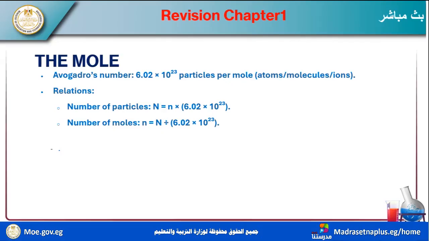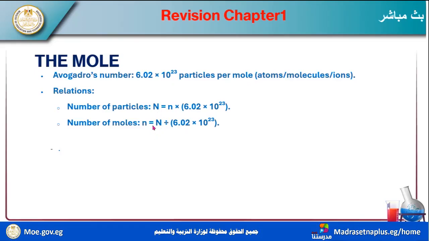This applies to ions, molecules and atoms. They have a fixed number. The relationship: the number of particles N equals n, the number of moles, times this fixed number NA. NA equals Avogadro's number. If you want to calculate the number of moles, you must memorize this rule: number of moles equals N.